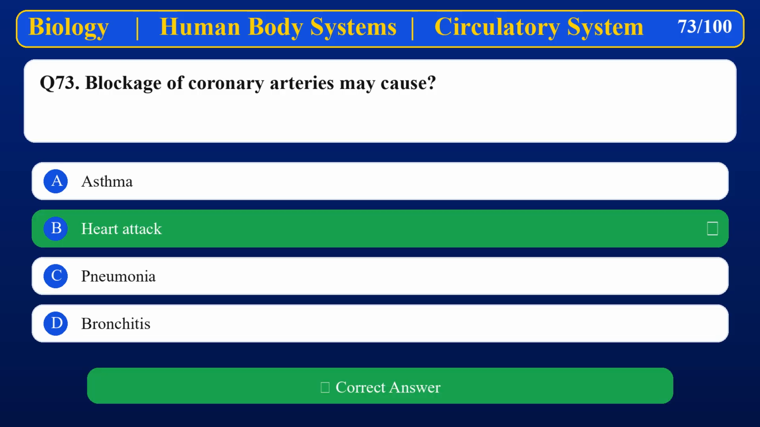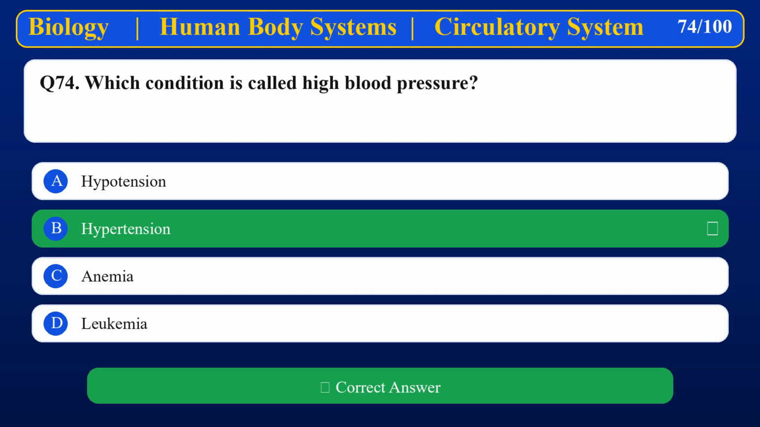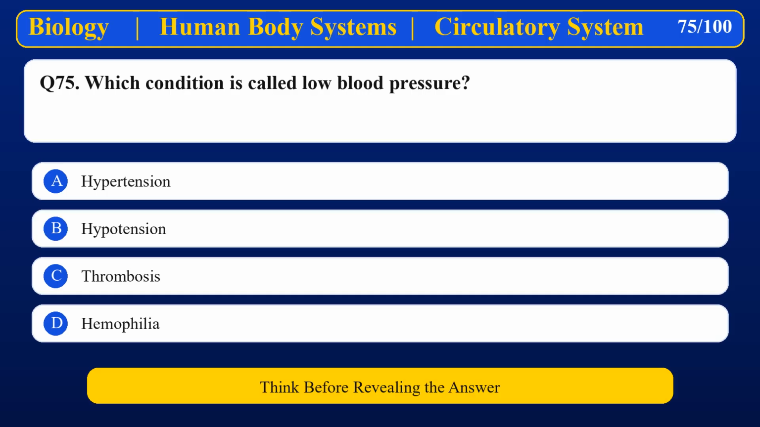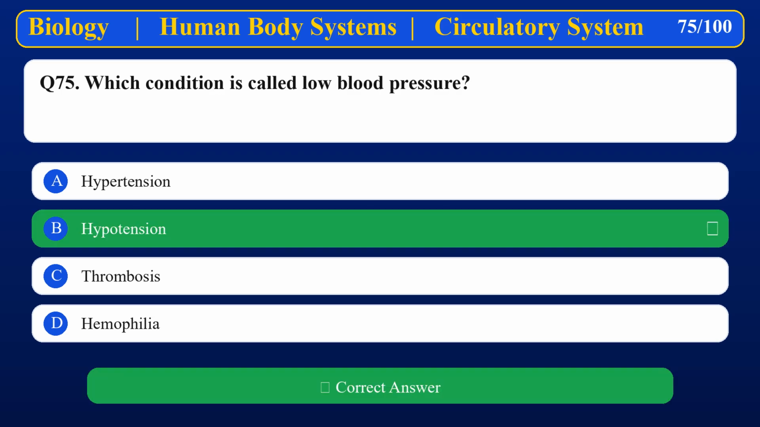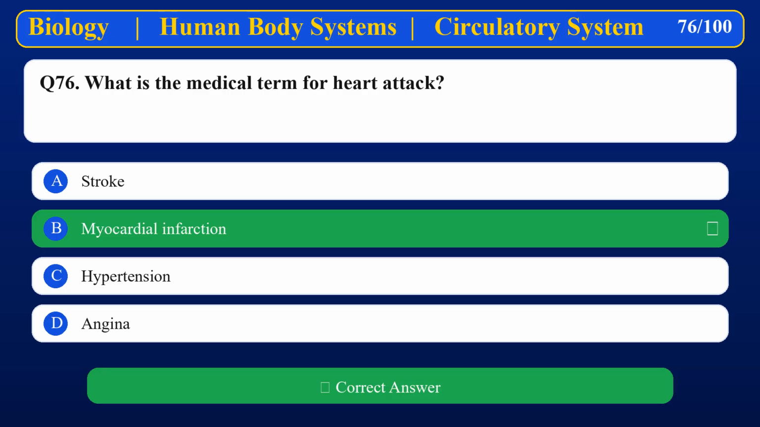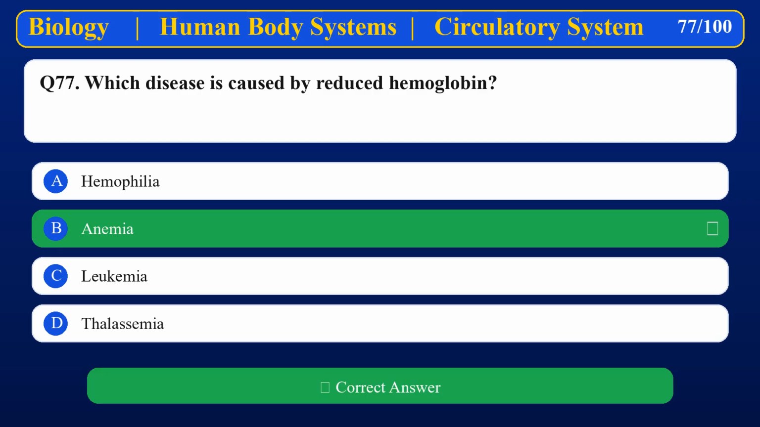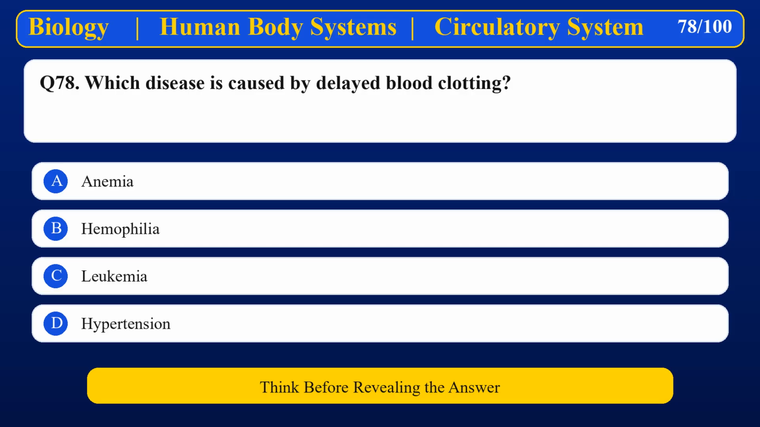Heart attack. Which condition is called high blood pressure? Hypertension. Which condition is called low blood pressure? Hypotension. What is the medical term for heart attack? Myocardial infarction. Which disease is caused by reduced hemoglobin? Anemia. Which disease is caused by delayed blood clotting?